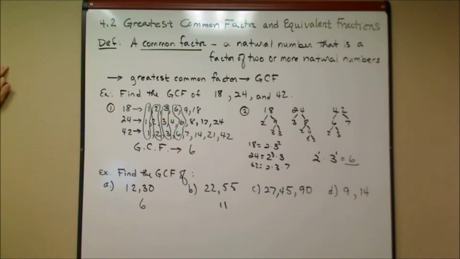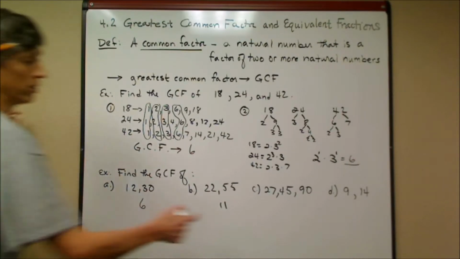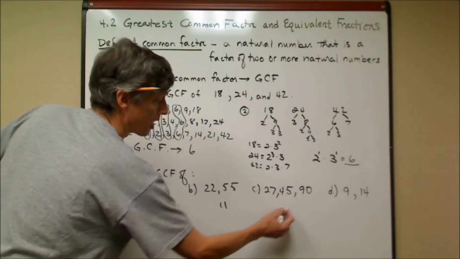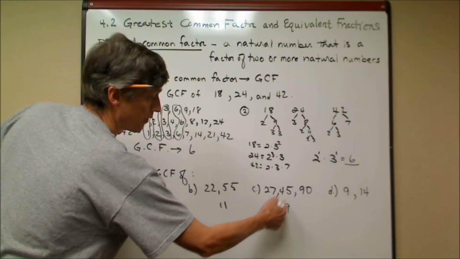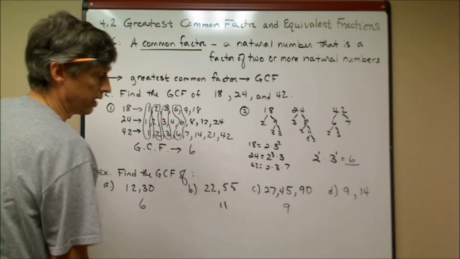Now, when the numbers get bigger, it might be easier to go through these steps. It might take a while longer, but that way you can be sure that you're getting the correct answer. But I'm looking at these, and I'm thinking 9. 9 times 3 is 27, 9 times 5 is 45, 9 times 10 is 90, and that's my GCF.